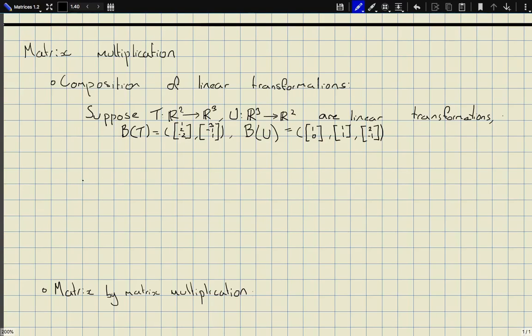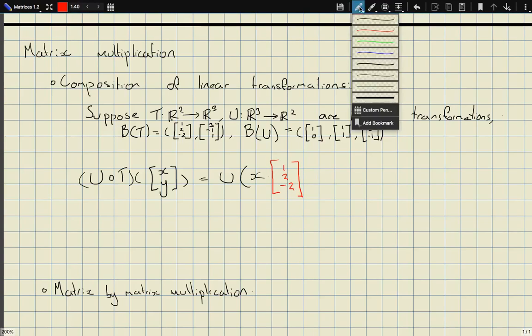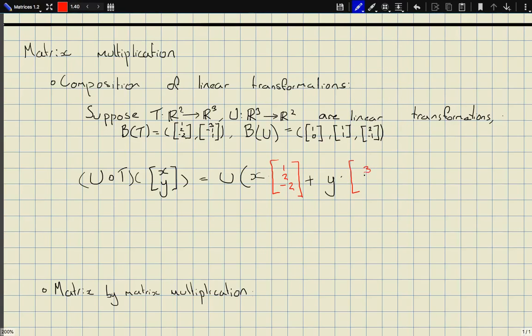Right, so if we were to take U of T of some 2-dimensional vector xy, what that is going to give us is U of whatever T of xy is. And so we can use the basis here to see that T of xy is going to be x times, I'll use red up here so we can keep track of stuff, (1, 2, -2) plus y times our second basis vector, (3, -1, 1).